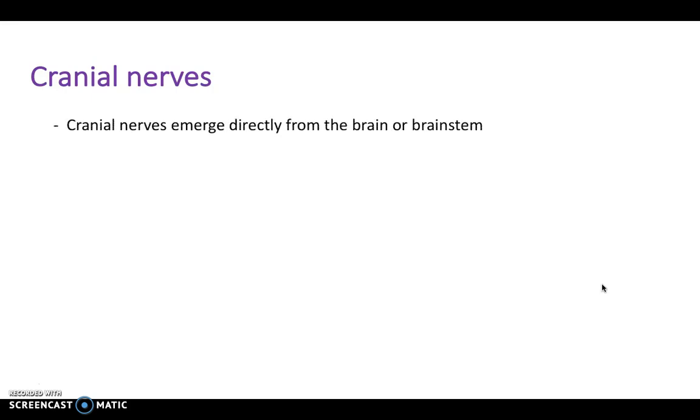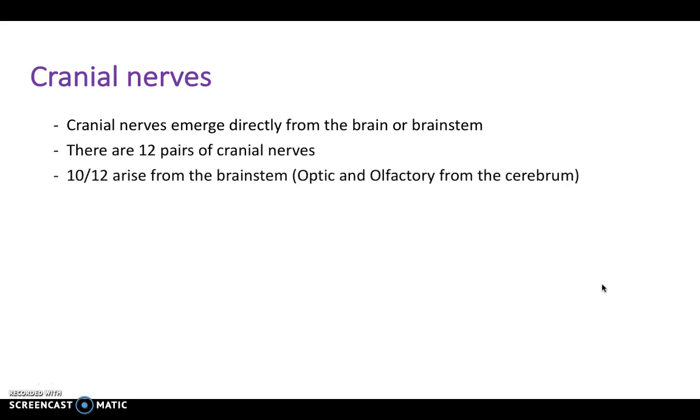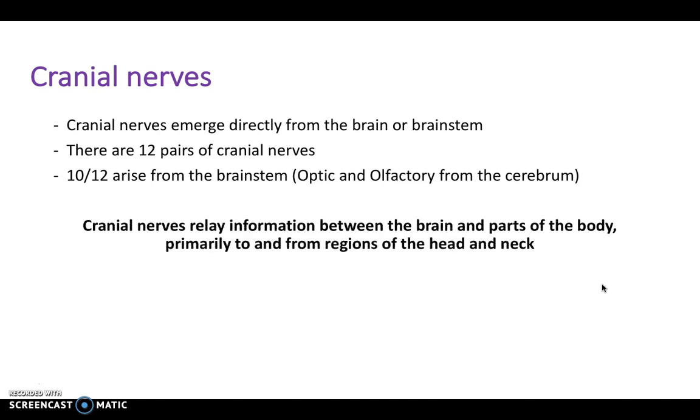So of course, hopefully we should know these already. The 12 pairs of cranial nerves, so olfactory, optic, oculomotor, trochlear, trigeminal, abducent, facial, vestibulocochlear, glossopharyngeal, vagus, accessory, hypoglossal. So do try to get them rolling off your tongue one by one. And 10 out of 12 of these cranial nerves do arise from the brainstem. And the only ones that don't are the optic and olfactory nerves, which arise from the cerebrum themselves.